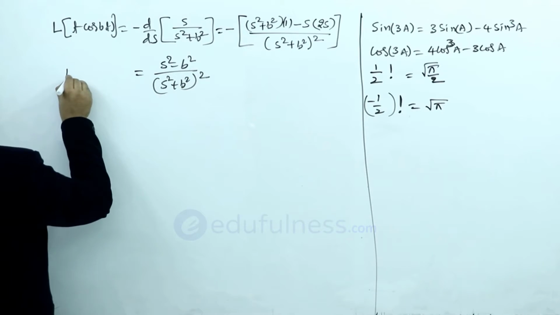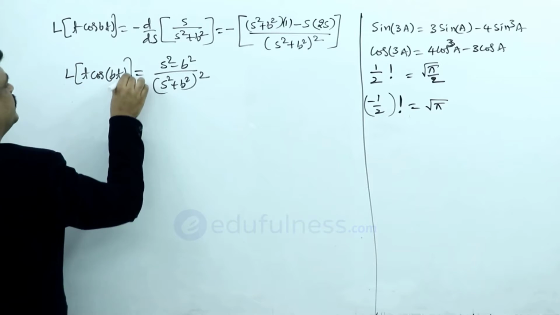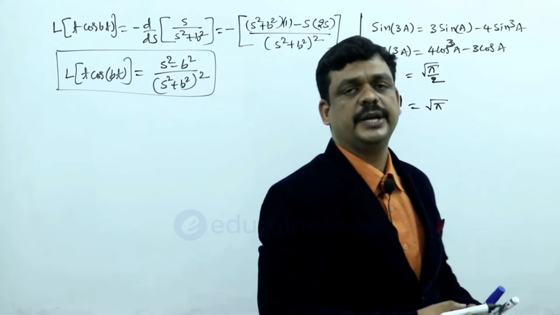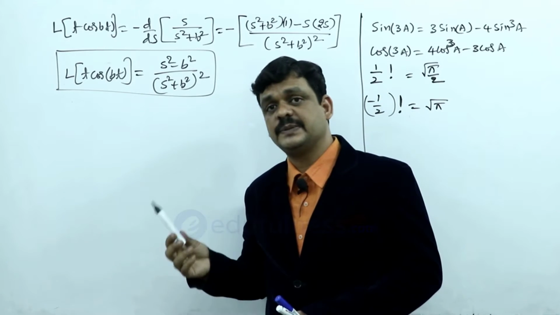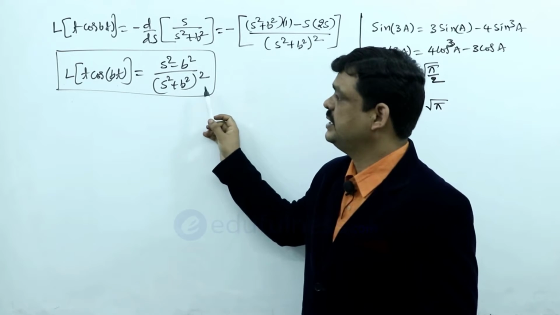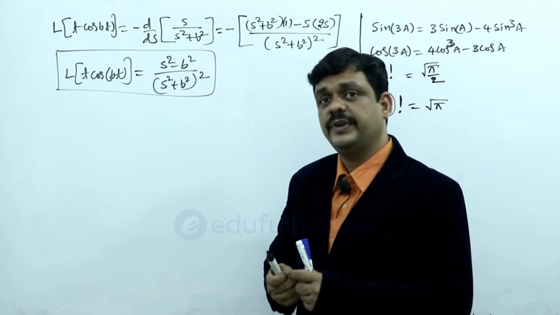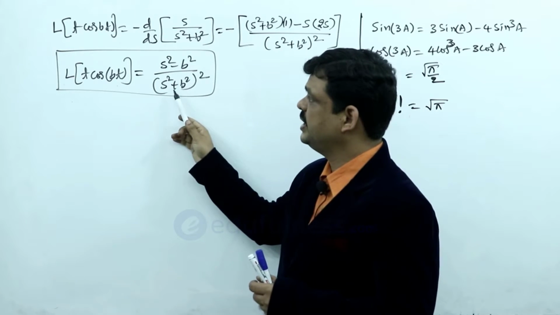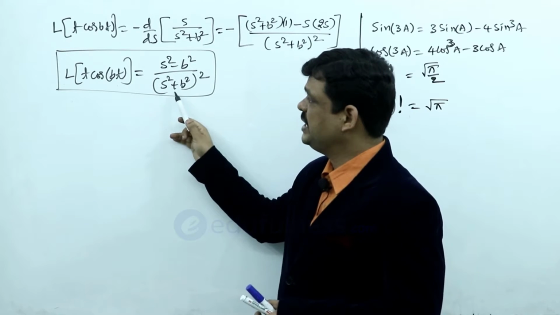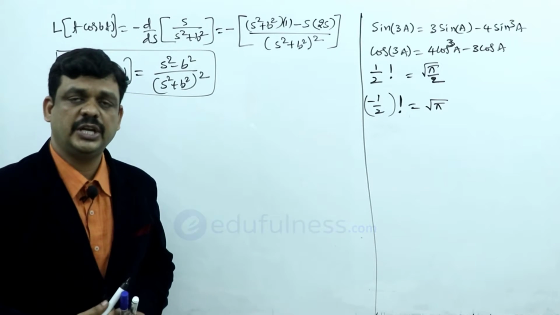This is also one of the very important formulas: the Laplace transform of t into cos bt. The Laplace transform of cos bt is s by s square plus b square. If t multiplies in the time domain, the denominator power increases and the numerator gets the factor s square minus b square. We can remember it easily: whatever the denominator part is, write it in the numerator with a minus symbol. Here s square plus b square becomes s square minus b square. So this gives the Laplace transform of t into cos bt.